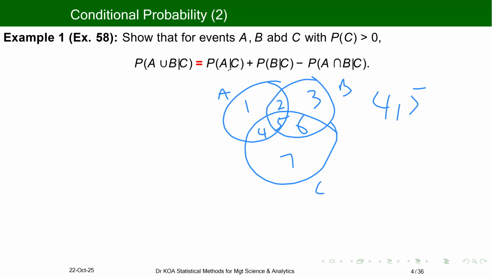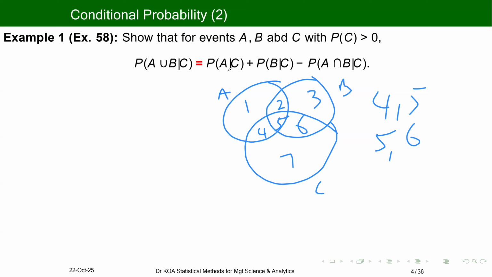What is B given C? Jerry. See, he will wait and then he will say that. No, 5, 6. What is A given B? A intersection B given C? 5.